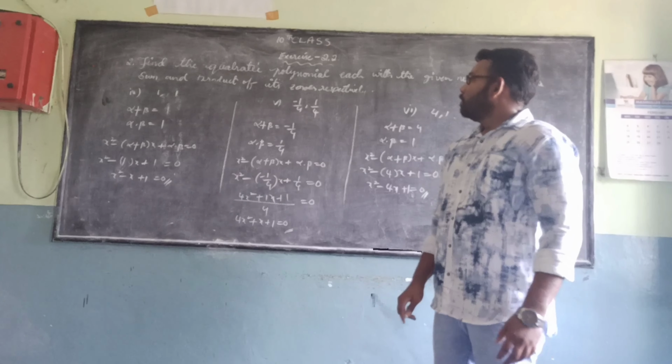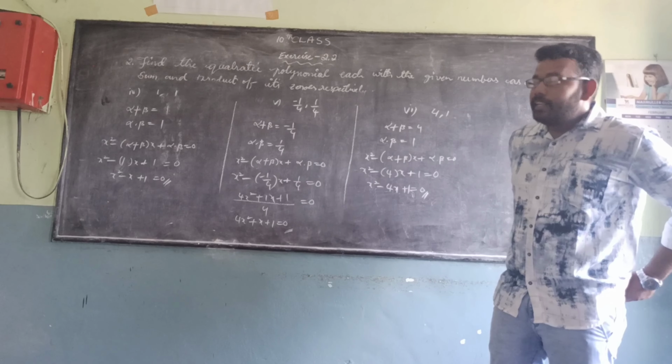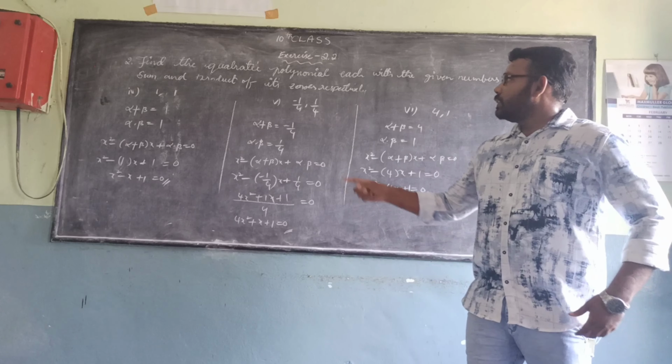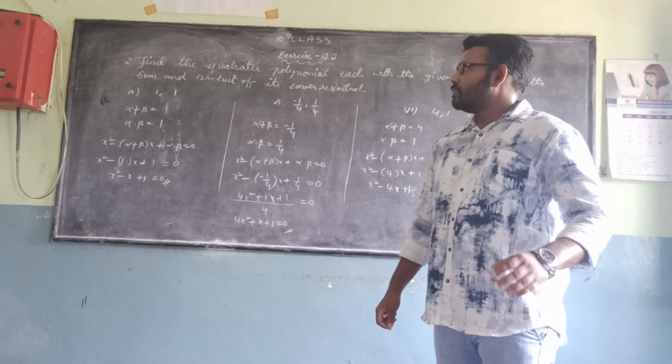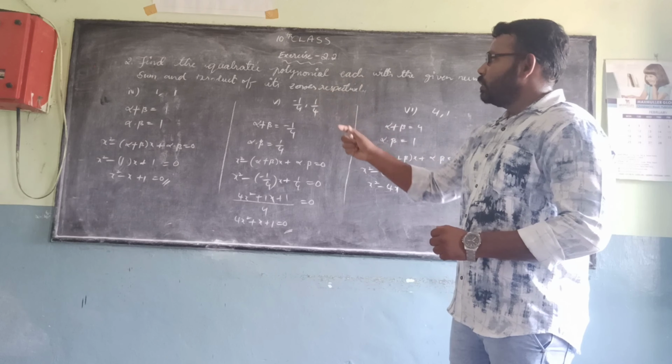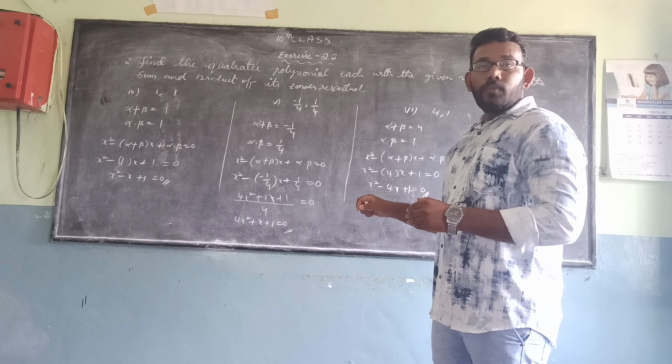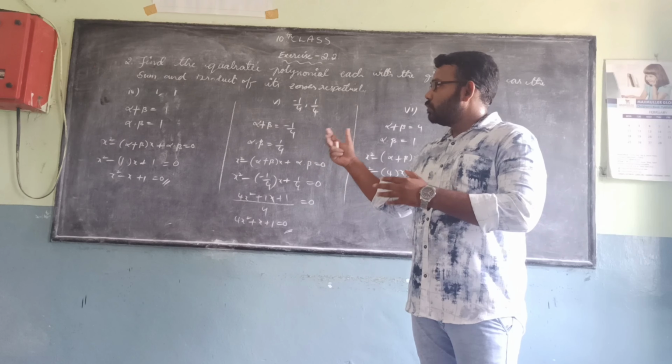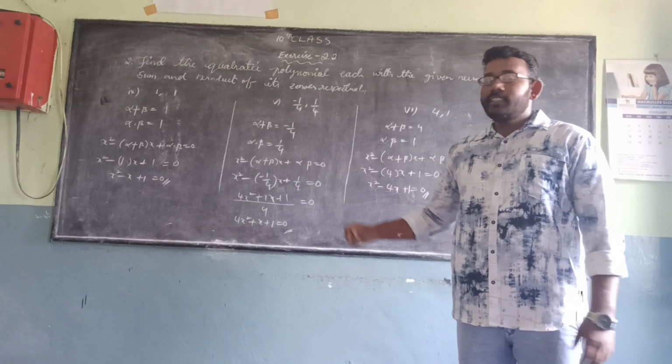In this way we can find out any quadratic equation when sum of the roots and product of the roots are given. For example, if they give zeros of the polynomial, that means alpha and beta, then also we can easily find out sum of the roots and product of the roots, and then we can find quadratic equations. That's it.